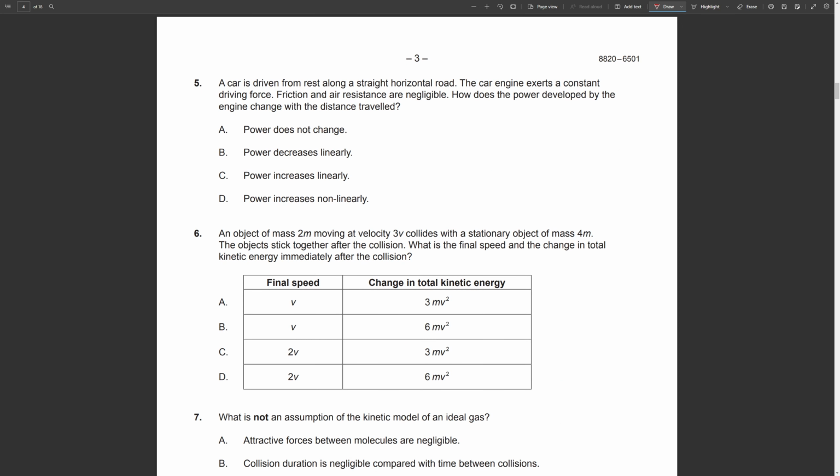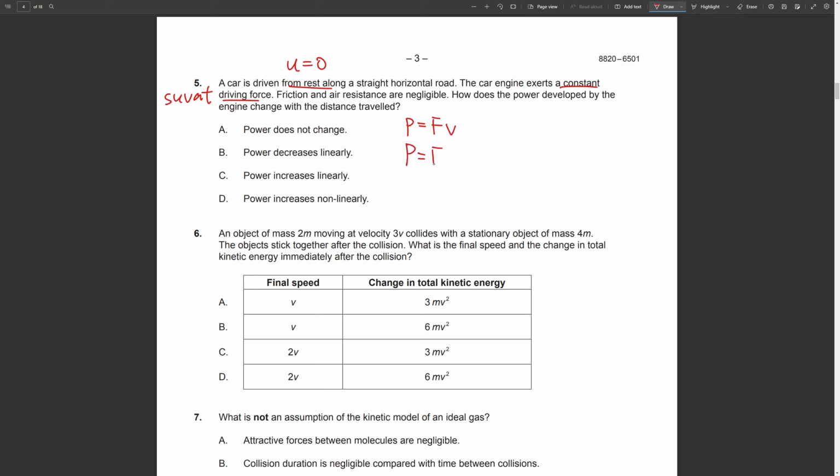Question 5. We have a car starting from rest, which means its initial velocity is 0. Next, the driving force is constant as well. Therefore, you can use SUVAT equations. There is no air resistance as it travels. The question is, how does the power developed vary with the distance traveled? Let's begin with P equals Fv. This is an equation for the mechanical power, and you can find this in topic 2.3.